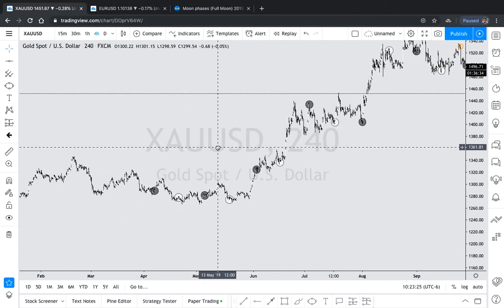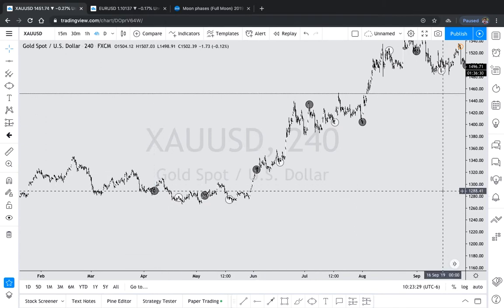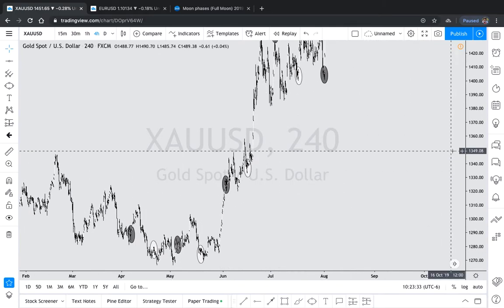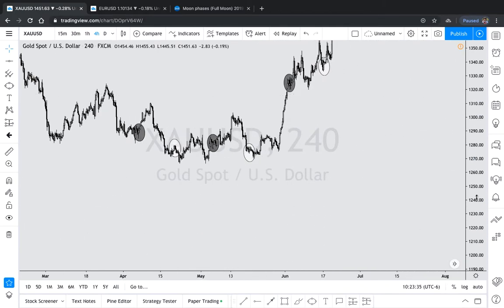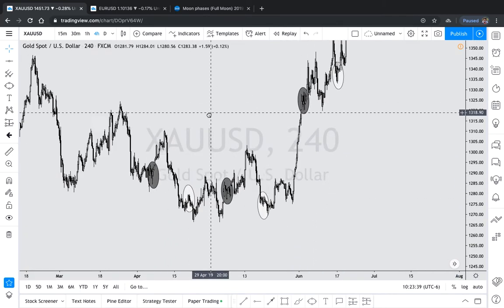So I'll go all the way back to here, where this new moon is on April 5th of 2019. I didn't go any farther back because I didn't really think I needed to, but we can start from here and just see the correlation, the accuracy of these moons.